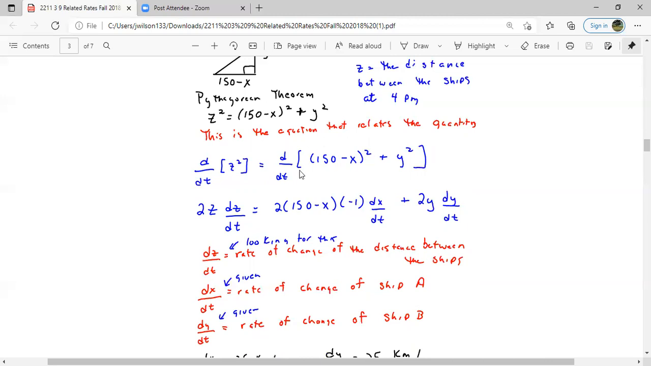And then I go to this term, I bring down the 2, subtract 1 from the exponent. I multiply using the chain rule times the derivative of the inside. Because there's a minus x right there, the derivative of 150 would be 0, but the derivative of minus x would be minus 1. And then I have to go times dx dt. And then I take the derivative of y squared with respect to time. So it's 2y times dy dt.